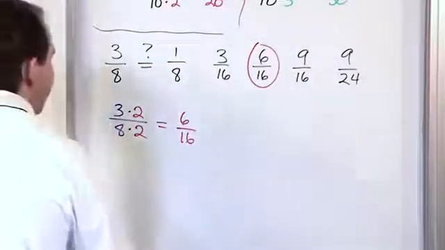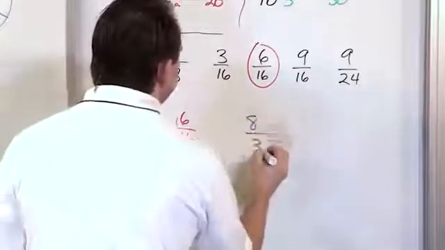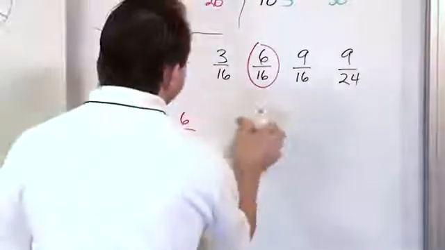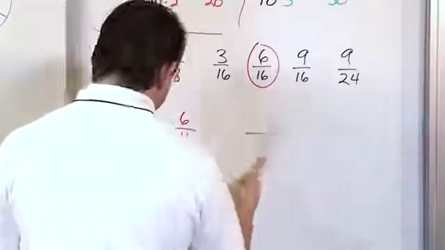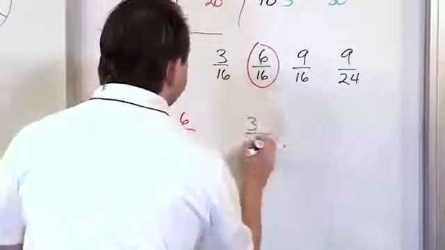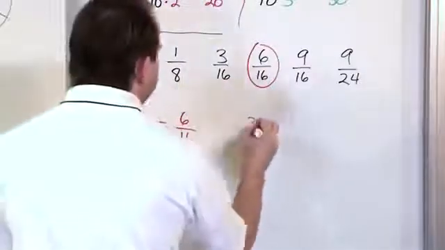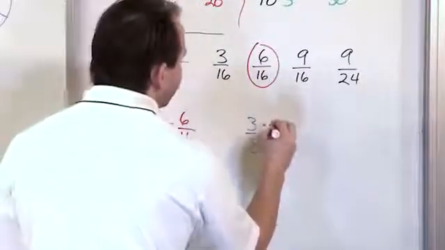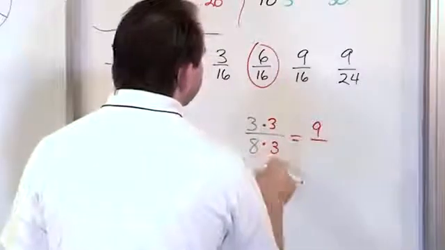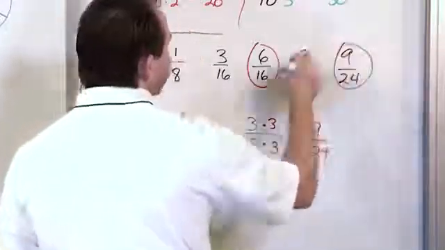Let's see if we have any other matches. We have 3/8. That's our original fraction that we started with. So let's mark it down as 3/8, our original fraction here. This time we multiplied by 2, so now let's multiply by 3 and see what we get. 3 times 3 is 9. 8 times 3 is 24. And we look and see that we have 9/24.